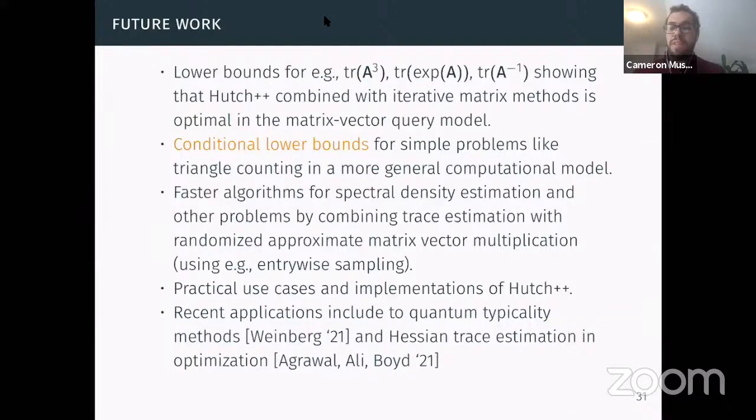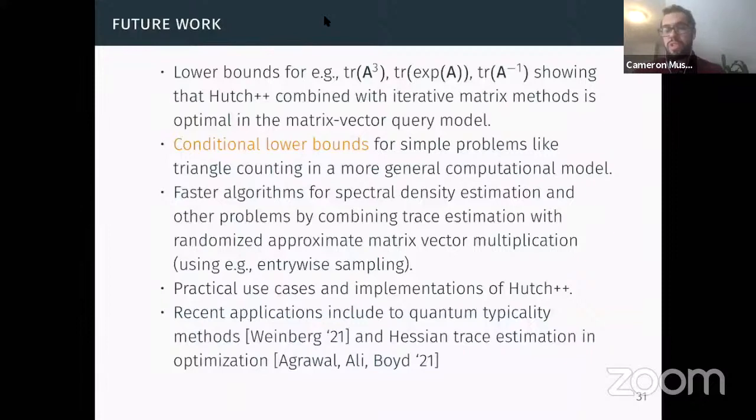We'd like to combine these randomized trace estimation techniques with randomized approximate matrix vector multiplication. So can I speed up my matrix vector multiplies by entry-wise sampling the matrix or sparsifying it in some way, and then get even faster methods for trace estimation?